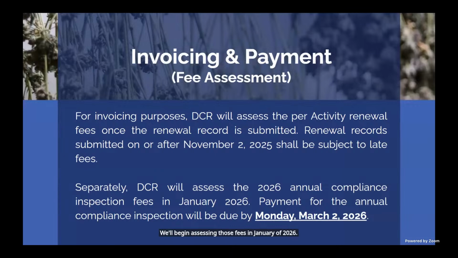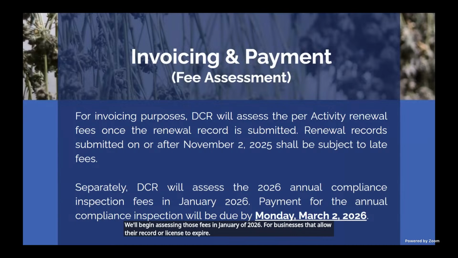For businesses that allow their record or license to expire and they submit a late renewal in January or February of 2026, the annual compliance inspection fee will automatically be assessed at the time of that submission because you've already missed the regular renewal period and the first late renewal period.